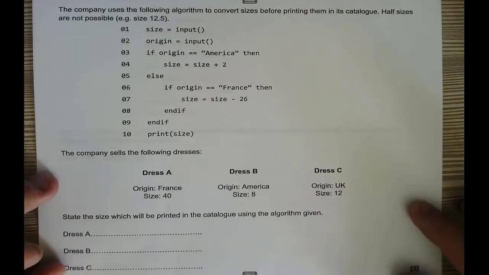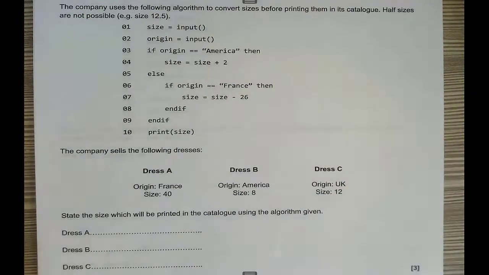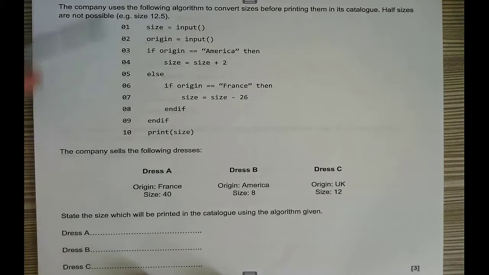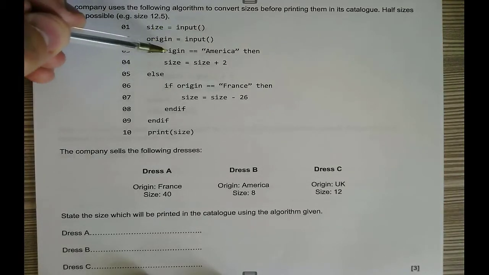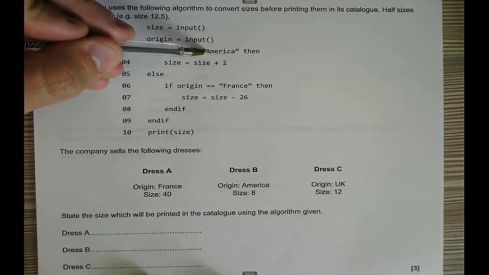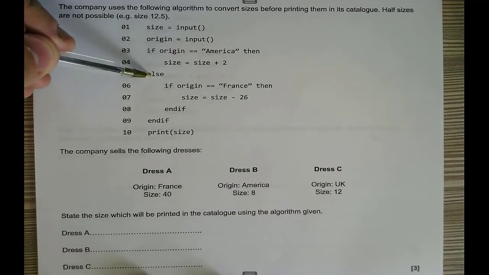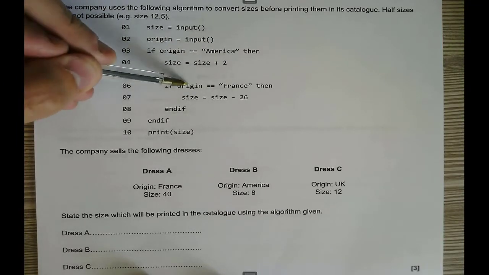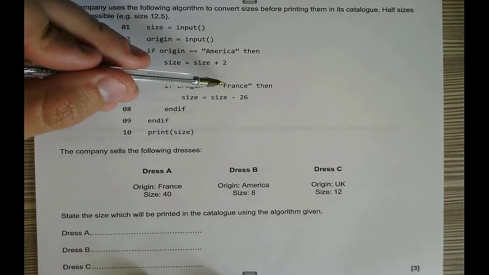If I just move that up a little bit, it says the company sells the following dresses, and then it gives 3 different types of dresses. State the size which will be printed using the algorithm. So let's start with dress A. Origin is France. So we get our inputs. If origin equals America, well, no. So we go to the else. If origin equals France, well, it is.